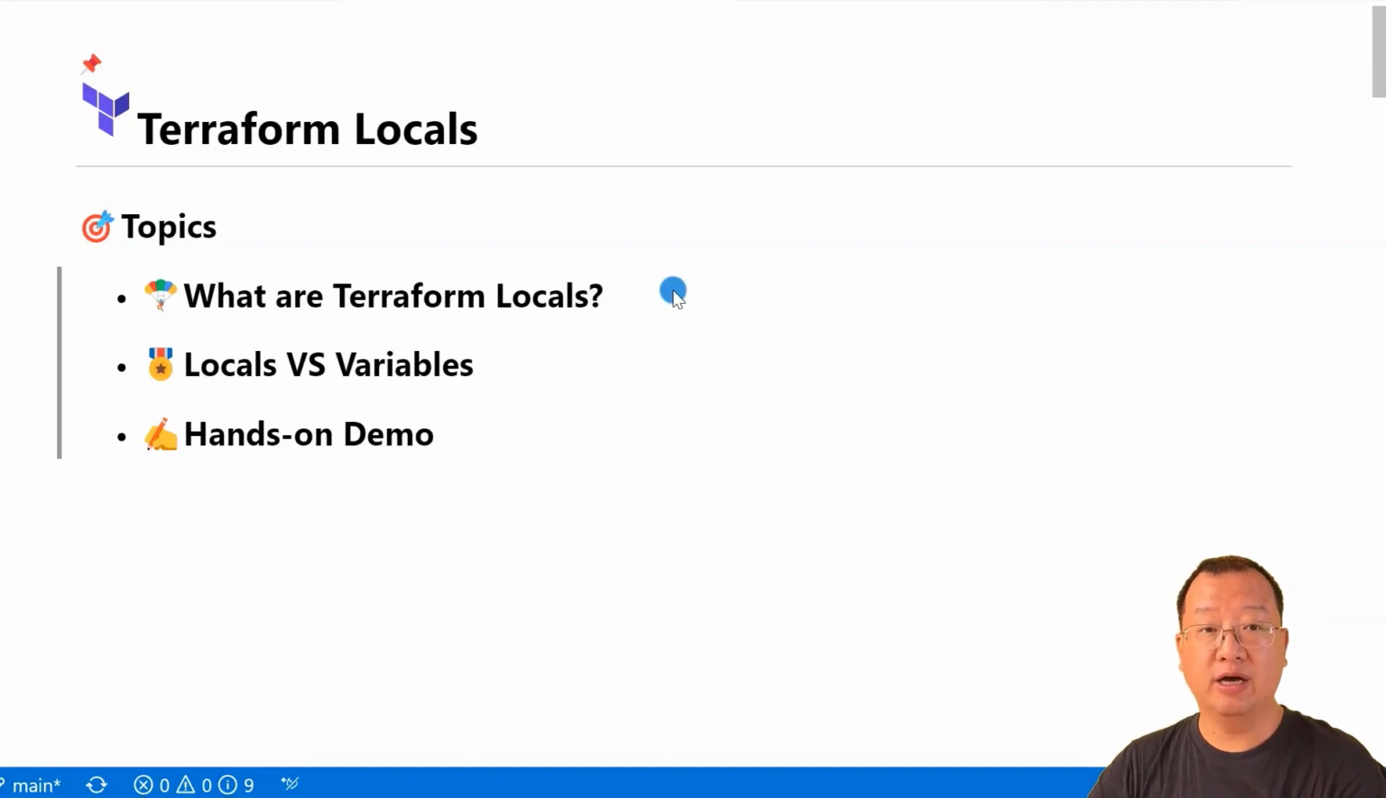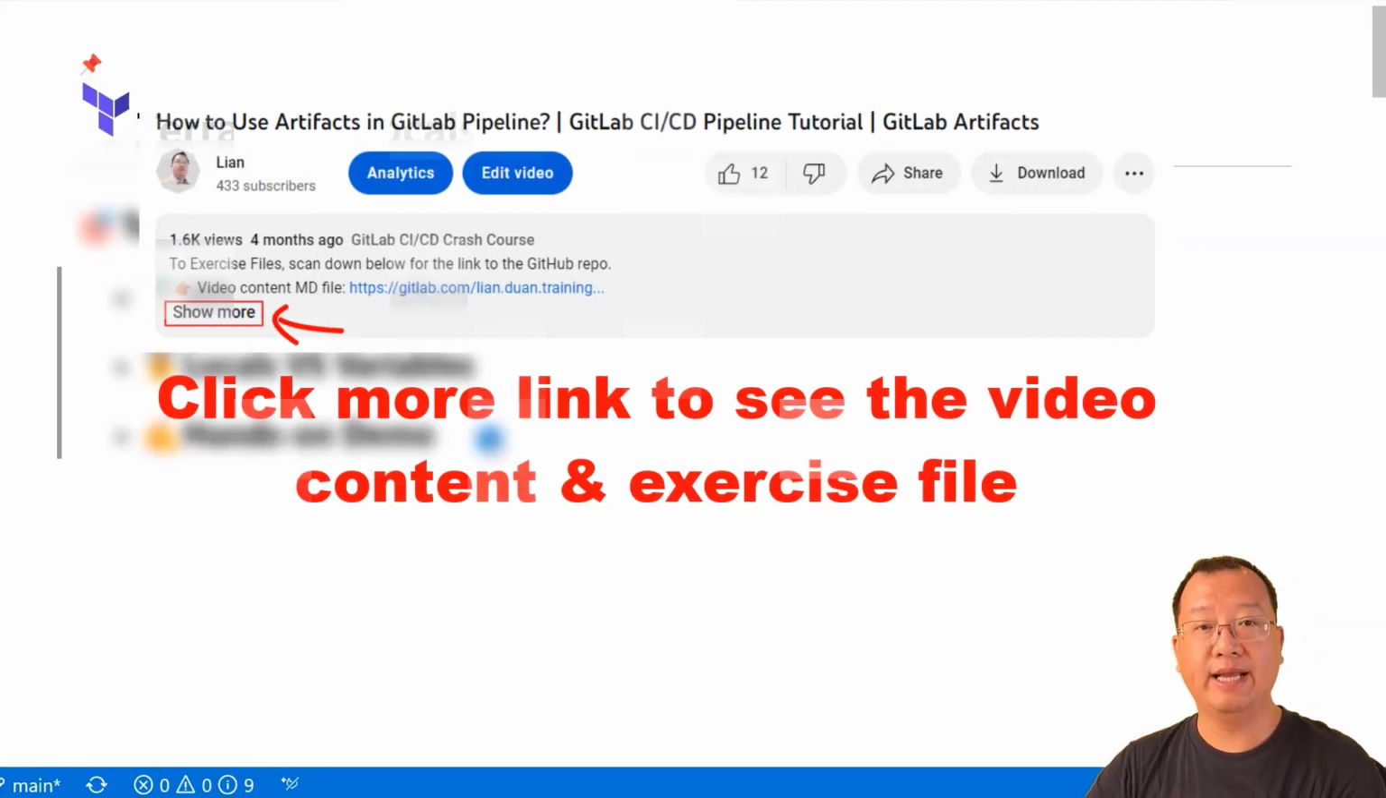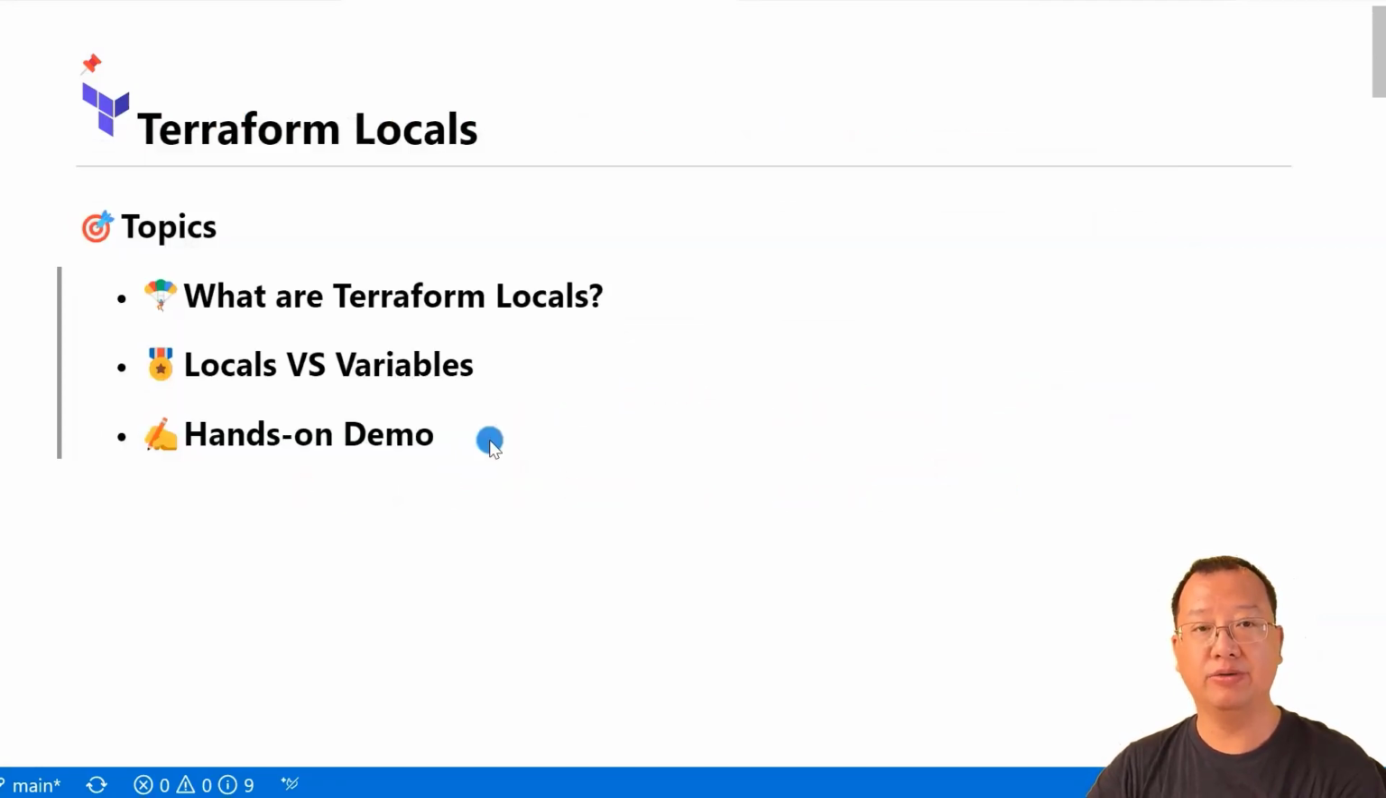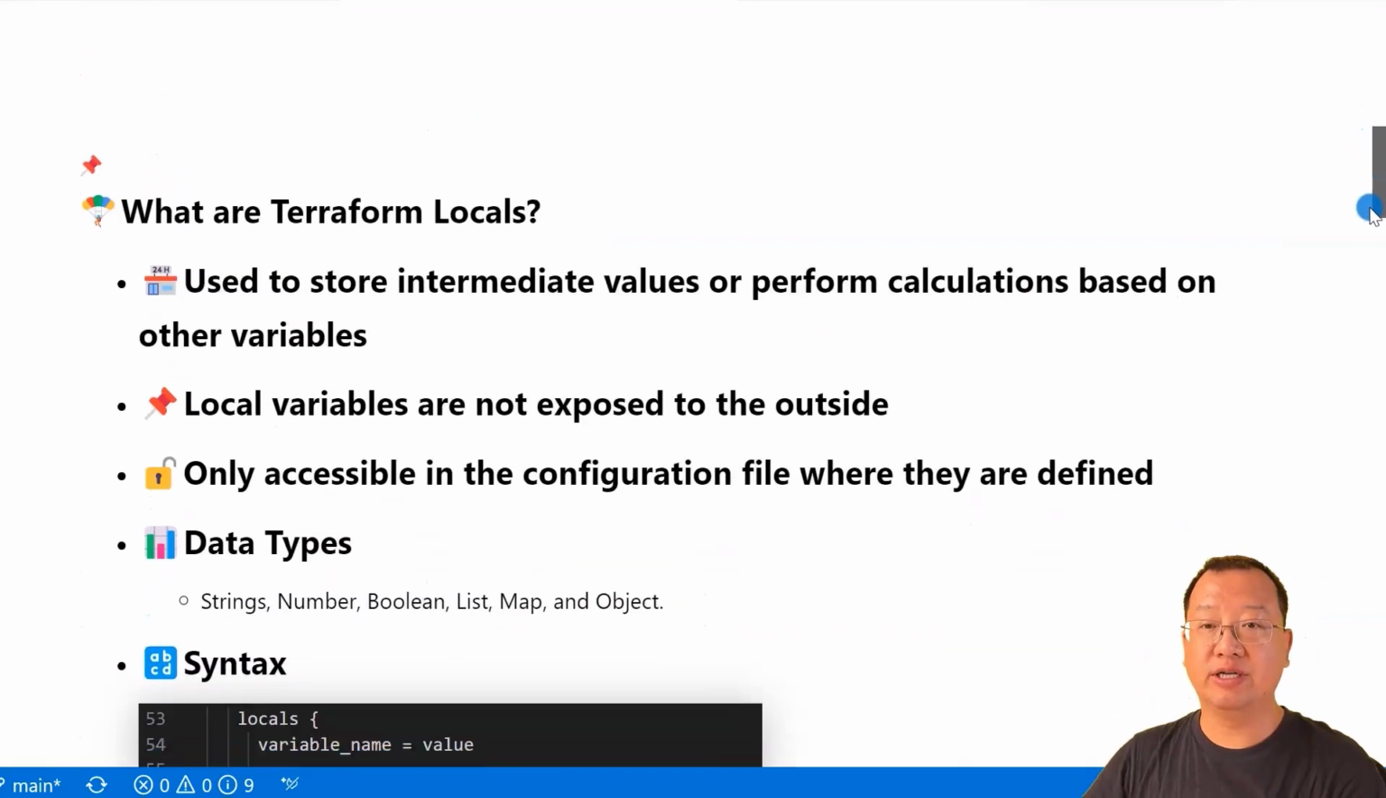We'll explore the concept of Terraform Locals, including the data types and the syntax. Next, we'll compare locals and variables to understand their differences and best use cases. Finally, I'll demonstrate how to use Terraform Locals in AWS resource tag names and resource names. The related markdown and main.tf file you can find on my GitHub page. The links are below. Let's begin with the first topic.